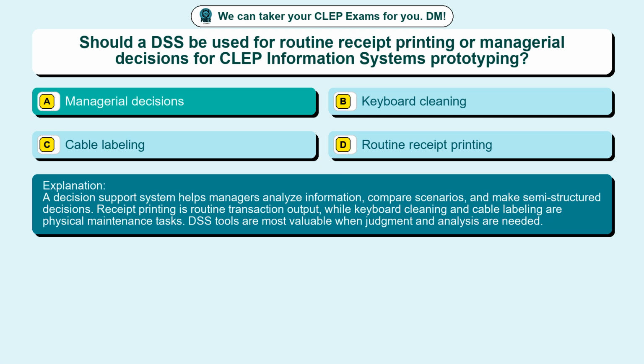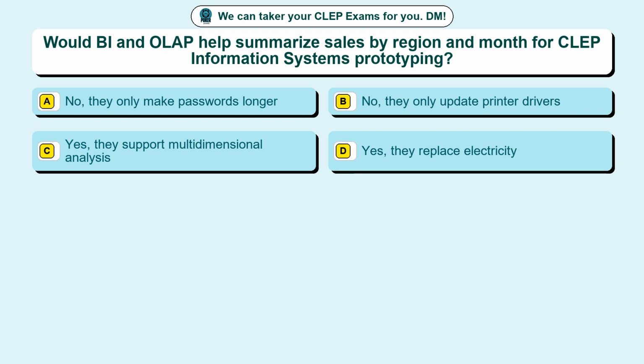Receipt printing is routine transaction output, while keyboard cleaning and cable labeling are physical maintenance tasks. DSS tools are most valuable when judgment and analysis are needed. Question 9. Would Buy and OLAP help summarize sales by region and month for CLEP Information Systems prototyping?